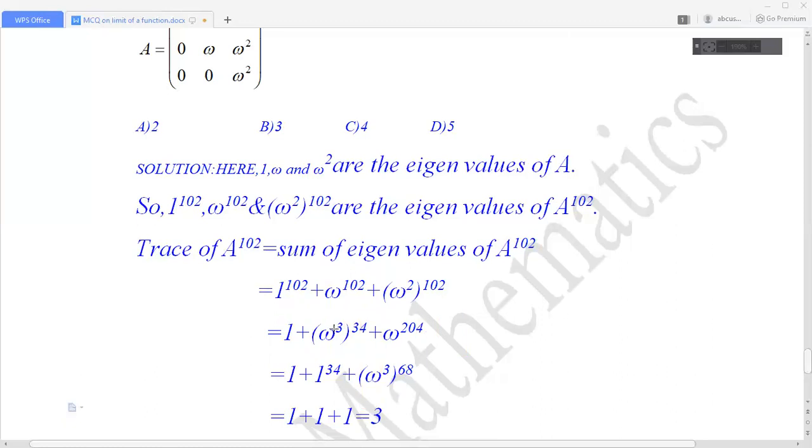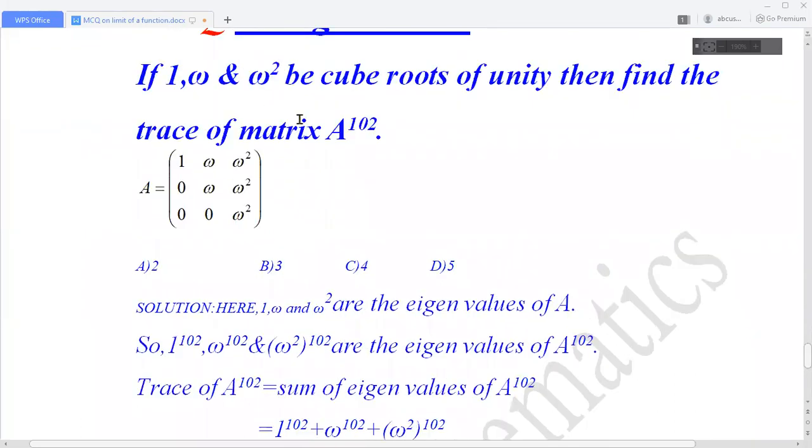And here please remember one very important property of the cube roots of unity: omega cube is always equal to 1. Please remember that the value of omega cube is always equal to 1. So this is 1, plus this will be 1, and omega cube will be 1. Okay, the final answer will be 3. So let's go to the options here. The option B is the correct answer for this question. The trace of the matrix A to the power 102 is just 3. It is just the sum of the eigenvalues of that matrix.